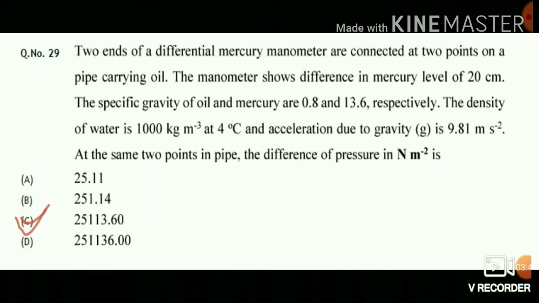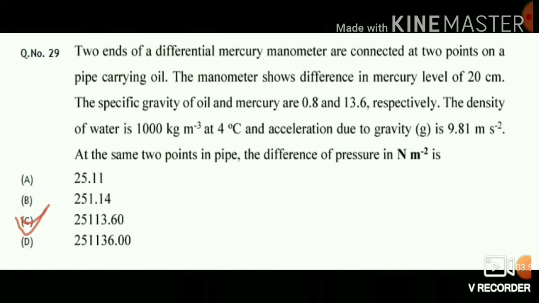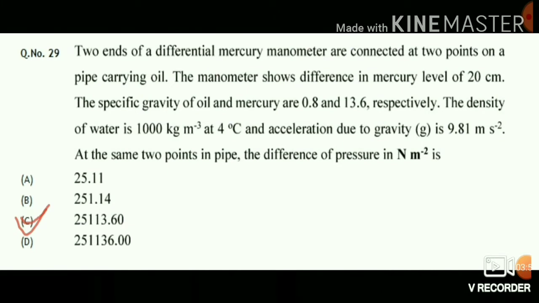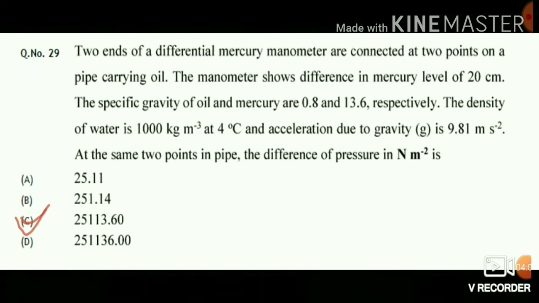And friends, here is the next question. That is based upon the manometer, and the difference in mercury level of the manometer is 20 centimeter. The specific gravity of oil and mercury are 0.8 and 13.6, and the g value is given, and it is asking about the pressure difference.